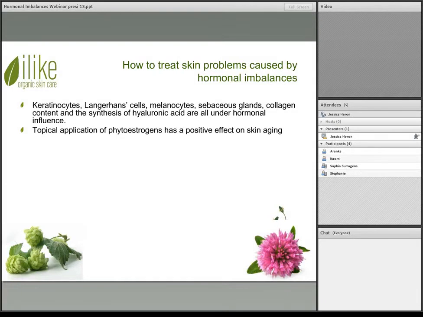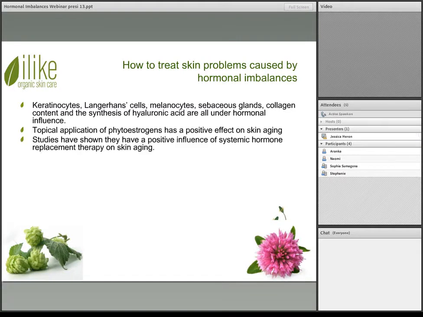And then what isn't used by the skin does enter the bloodstream and enters the internal organs. So it can have a positive effect externally and internally as well. Studies have shown a positive influence of systemic hormone replacement therapy on skin aging. So I was talking about how it can help with internal systemic hormone therapy as well. Phytoestrogens have also reduced and reversed menopausal hair loss in women, and have also been positively effective for unwanted hair growth in those unwanted areas as well.